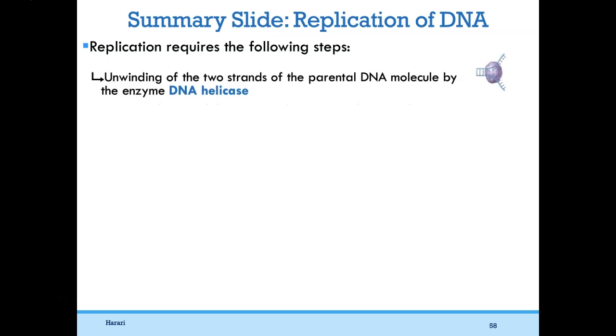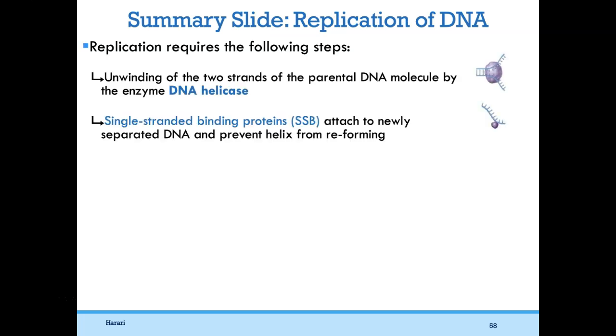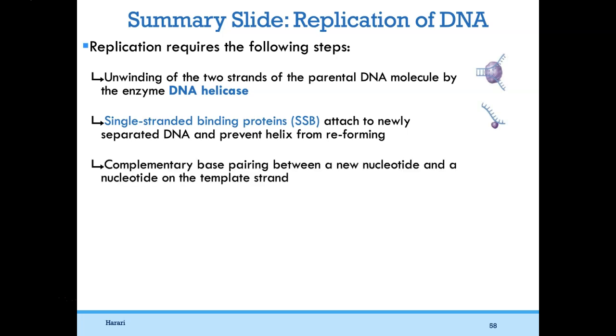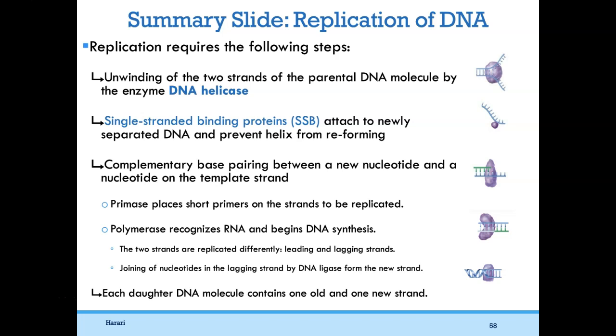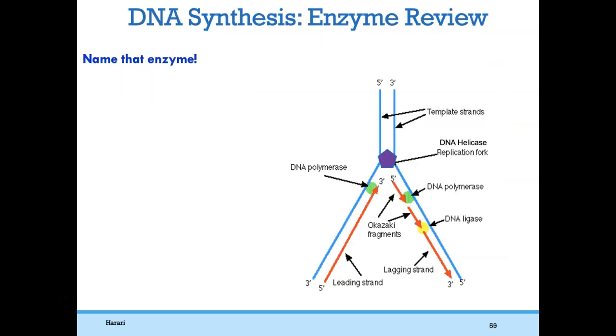So to summarize, we started with helicase unzipping the double helix, and SSB proteins prevented the strands from reforming. Primase starts by putting a primer on. Then DNA polymerase recognizes that primer and begins DNA synthesis. There are two strands that are replicated differently, leading and lagging. DNA ligase then seals together the Okazaki fragments, and we have two identical daughter molecules at the end.